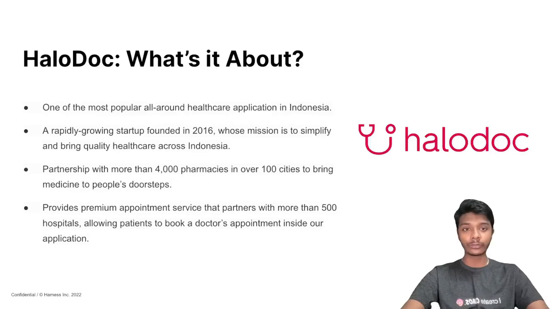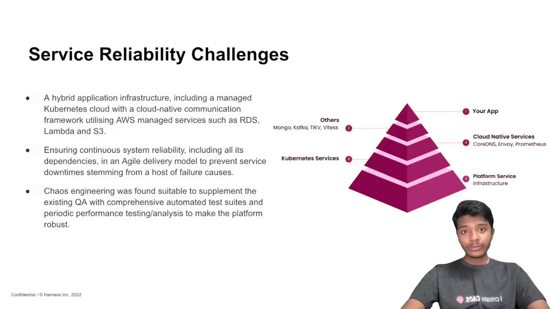using the application. The platform is composed of several microservices hosted across hybrid infrastructure elements, mainly on a managed Kubernetes cloud, with an intricately designed communication framework. Halodoc has leveraged AWS cloud services such as RDS, Lambda, and S3, and consumes a significant suite of open source tooling, especially from the CNCF landscape, to support these core services.